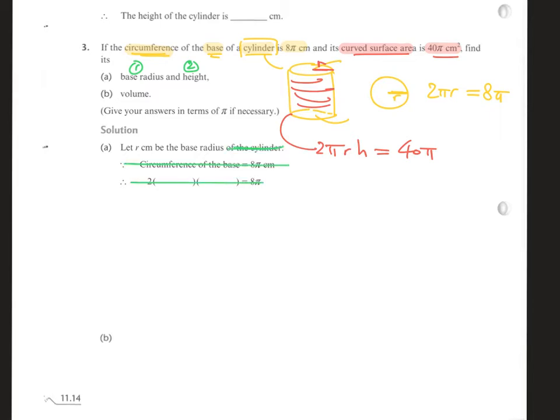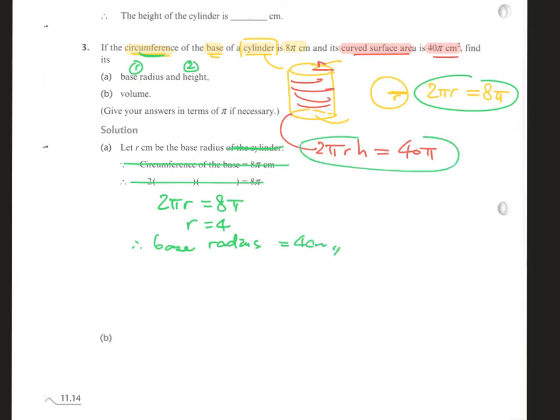I like to write short sentences. I'll just say that R is the base radius. And according to the first hint, 2 pi R will be 8 pi, according to the circumference. And you'll get R is 4 cm. So it's pretty easy, right? And you've got the base radius is 4 cm immediately.